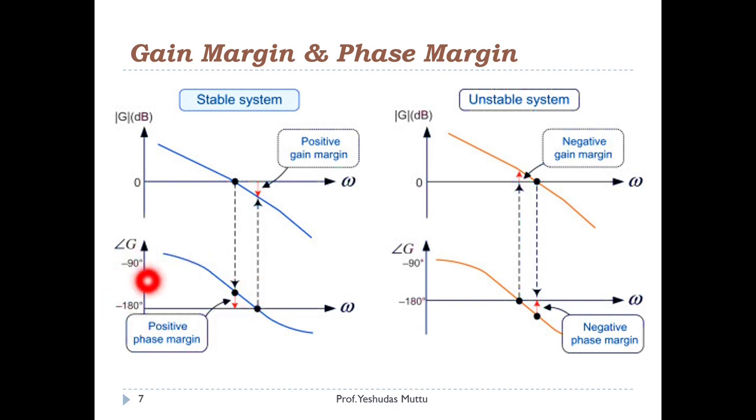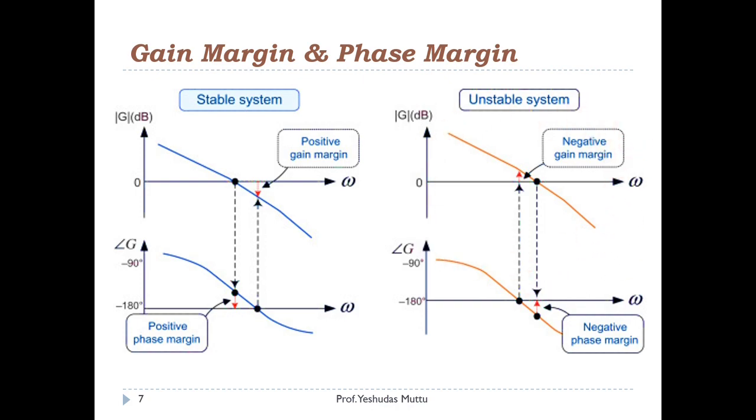Similarly over here, I will consider this magnitude. So 180 degree minus this particular value will give me something positive. So it is positive phase margin.